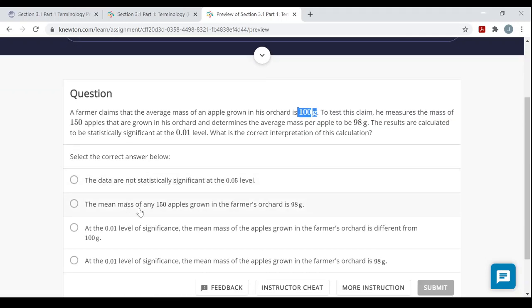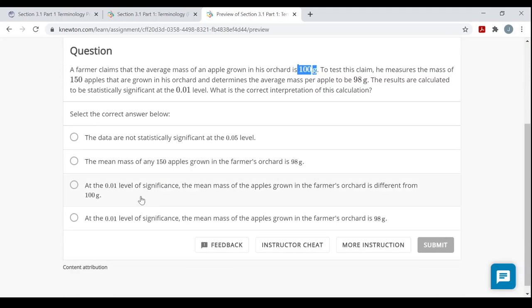So this means that at the 1% level of significance, the mean mass of the apples grown in the farmer's orchard is different from 100 grams. At 1% level of significance, the mean mass of the apples grown is 98 grams.